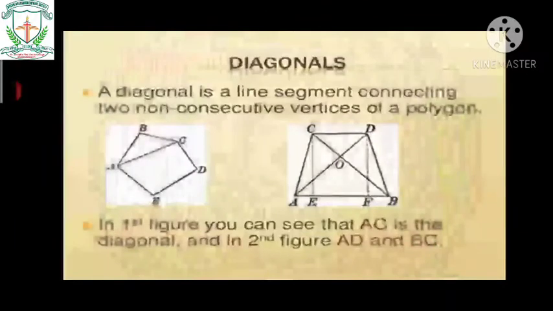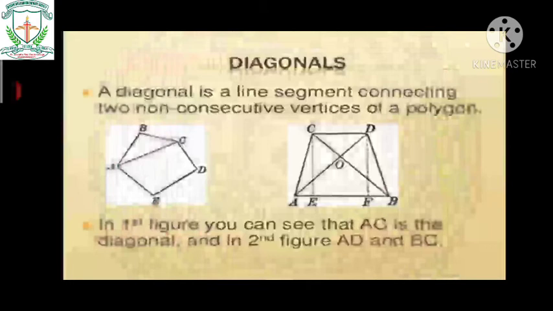See, in the first figure you can identify vertices A, B, C, D and E. Connecting two non-consecutive vertices is called a diagonal. In the first figure, AC is the diagonal, which connects vertices A and C.